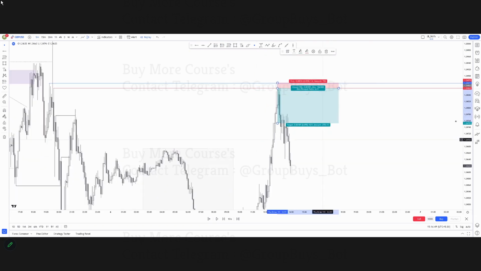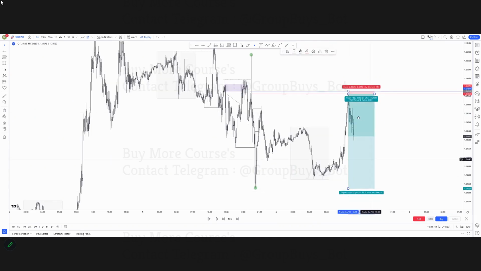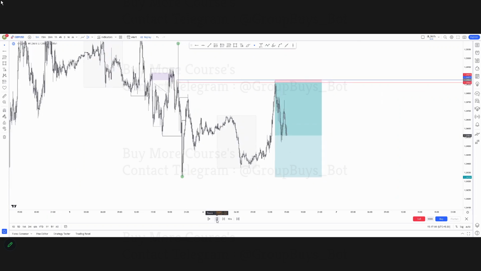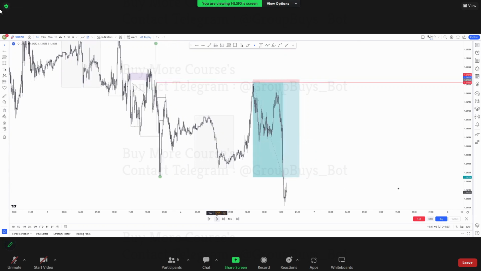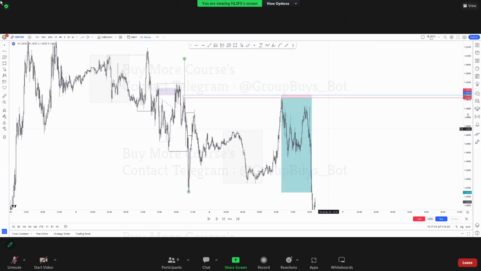Okay, whatever. It's a 1.6 pip stop loss. So now I can target this low easily, right? It's 33R. Okay, fine. So now we have a lot of precision just by using the ping pong algorithm.